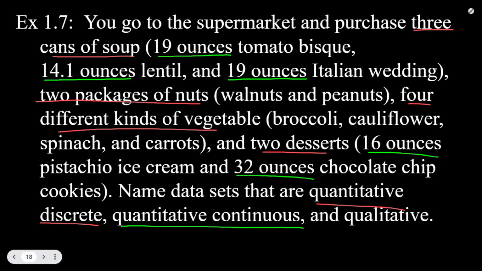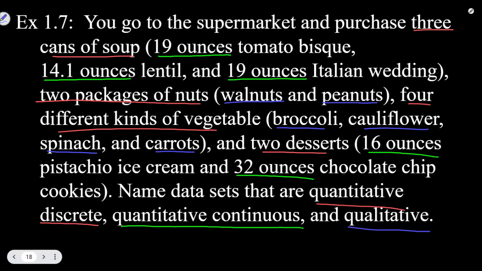quantitative continuous. And then finally, we're going to do qualitative. I'll underline those in blue. Qualitative, remember, means that you have categories. So things like walnuts and peanuts, that was the 2 different packages of nuts that we had. The different kinds of vegetables, broccoli, cauliflower, spinach, carrots.